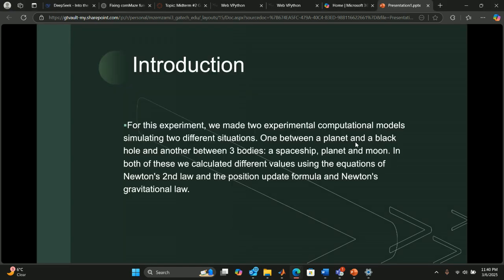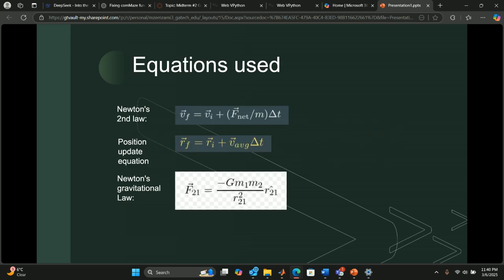So for the intro, we made basically two experimental computational models simulating two different situations. One was between a planet and a black hole, measuring the forces of gravitation between those, and the other was between three bodies, a spaceship, planet, and a moon, trying to start at a reasonable velocity so that they don't crash into each other.